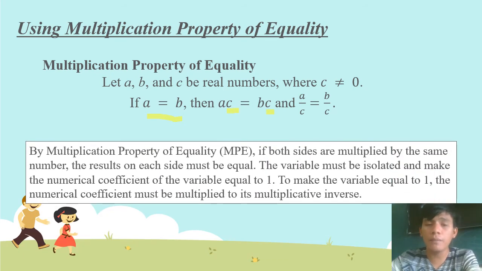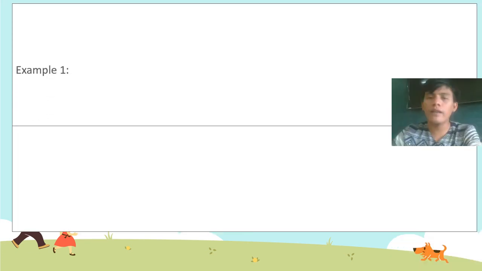By the multiplication property of equality, if both sides are multiplied by the same number, the result on each side must be equal. The variable must be isolated, making the numerical coefficient of the variable equal to 1. To make it 1, the numerical coefficient must be multiplied by its multiplicative inverse. I will give you an example for that.